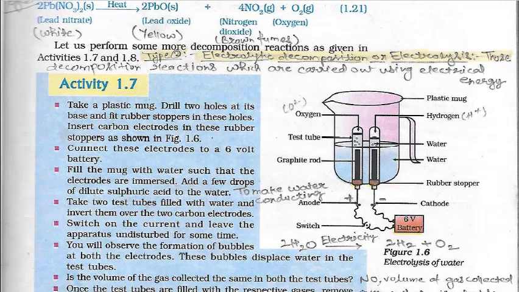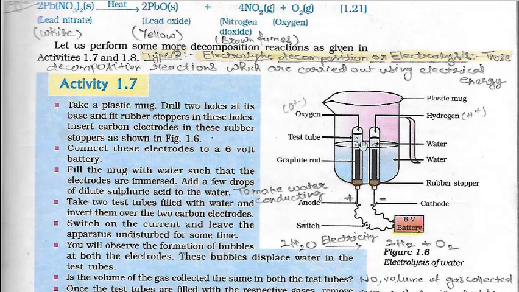The next type of decomposition reaction is electrolytic decomposition. This is type 2, the electrolytic decomposition reaction, also known as electrolysis. As its name suggests, this is a decomposition reaction in which electricity is used to break down the compound. So what is electrolysis? Those decomposition reactions which are carried out using electrical energy are called electrolytic decomposition reactions or electrolysis.